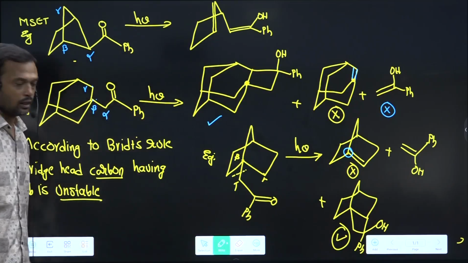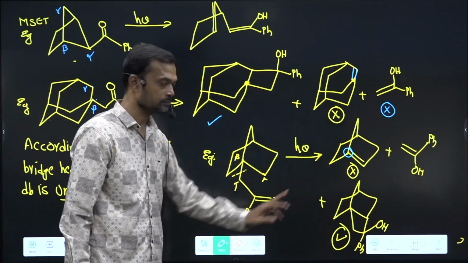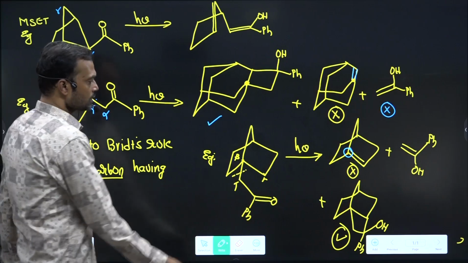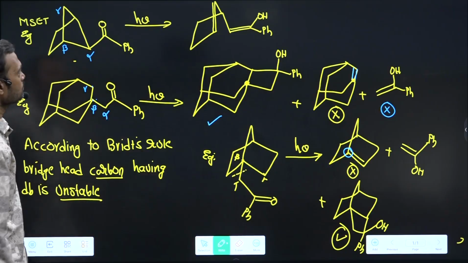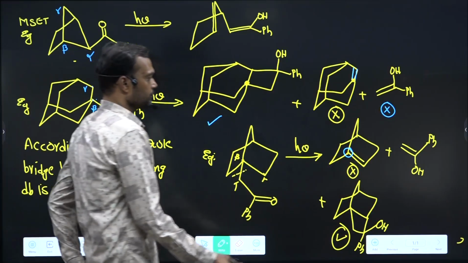Gamma carbon and carbonyl carbon form a cyclic ring. So this exists, but not these two. This is not possible.